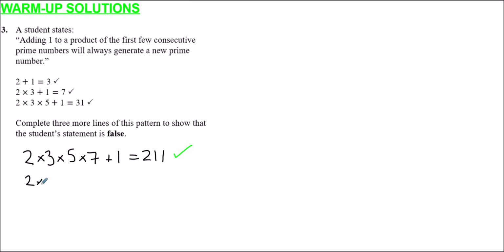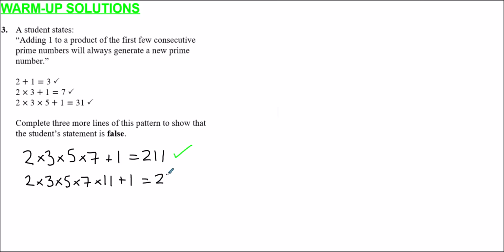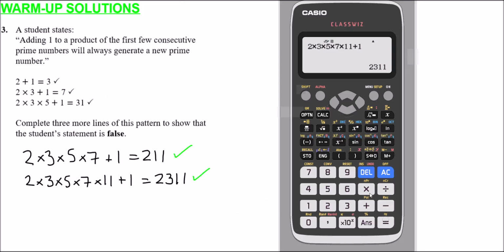So the next one, 2, 3, 5, 7. What's the next prime after 7? You should hopefully know it's 11. And again, plus 1. So let's try this. 2 times 3 times 5 times 7 times 11 plus 1. 2,311. And that's prime as well. I'll show you how to check, like I showed you how to check for this one. So again, press equals, Shift Fact, it sticks at 2311, so that's prime.